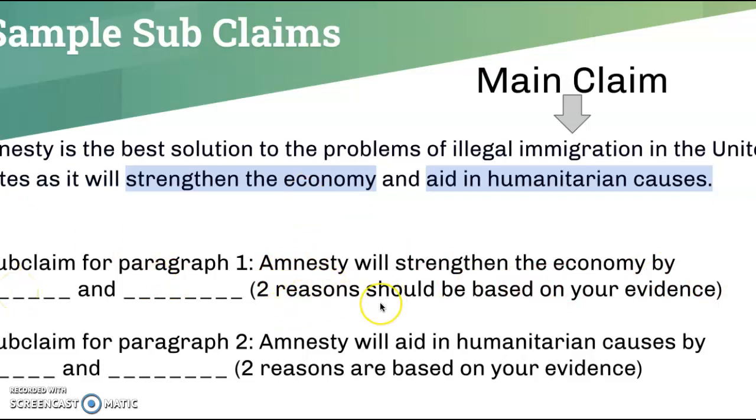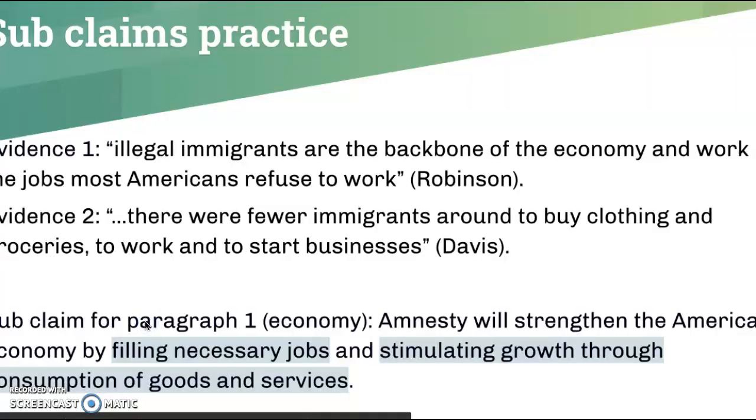And again, those two reasons are based on whatever evidence that you are going to choose to talk about in your body paragraph. Your second key reason is aiding in humanitarian causes. So your second subclaim is about aiding in humanitarian causes because blank and blank, right? And then we're going to get into a little bit more about how exactly to do these two blank parts. So let's say this was the evidence that you found.